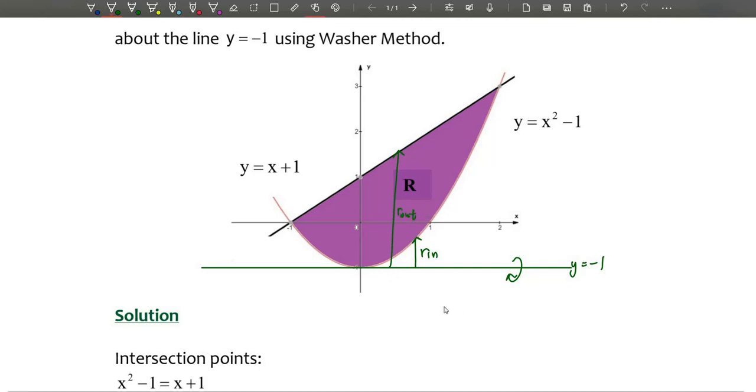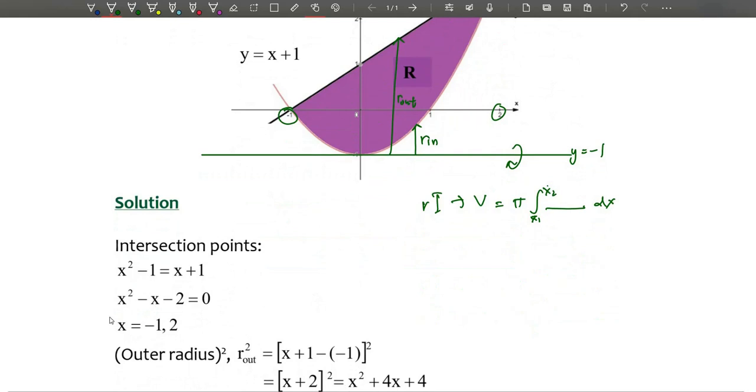Since the outer radius and the inner radius are vertical, right away we know that V is equal to pi, integrate with respect to x, because the radius is vertical. This would be the value of x1, and here would be the value of x2. As for this figure, it has been given that the first intersection point is -1 and the next intersection point is 2. But let's say it's not clear to you, you can also find it by using the intersection points. You have x equal to -1 and 2.